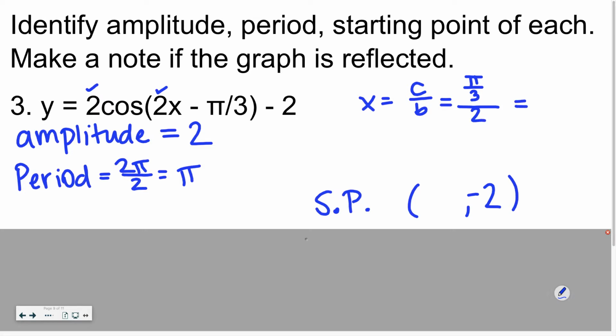Now look back at that form. Look at how it is bx minus c. Remember, if we're subtracting in sign, we have a shift to the right. So I'm going to keep this as a positive pi over 3. And if we take pi over 3 divided by 2, that's the same thing as taking pi over 3 multiplied by 1/2. Dividing by 2 is like multiplying by 1/2. So our starting point is pi over 6, comma, -2. Yeah, that works. Questions about how we got pi over 6?